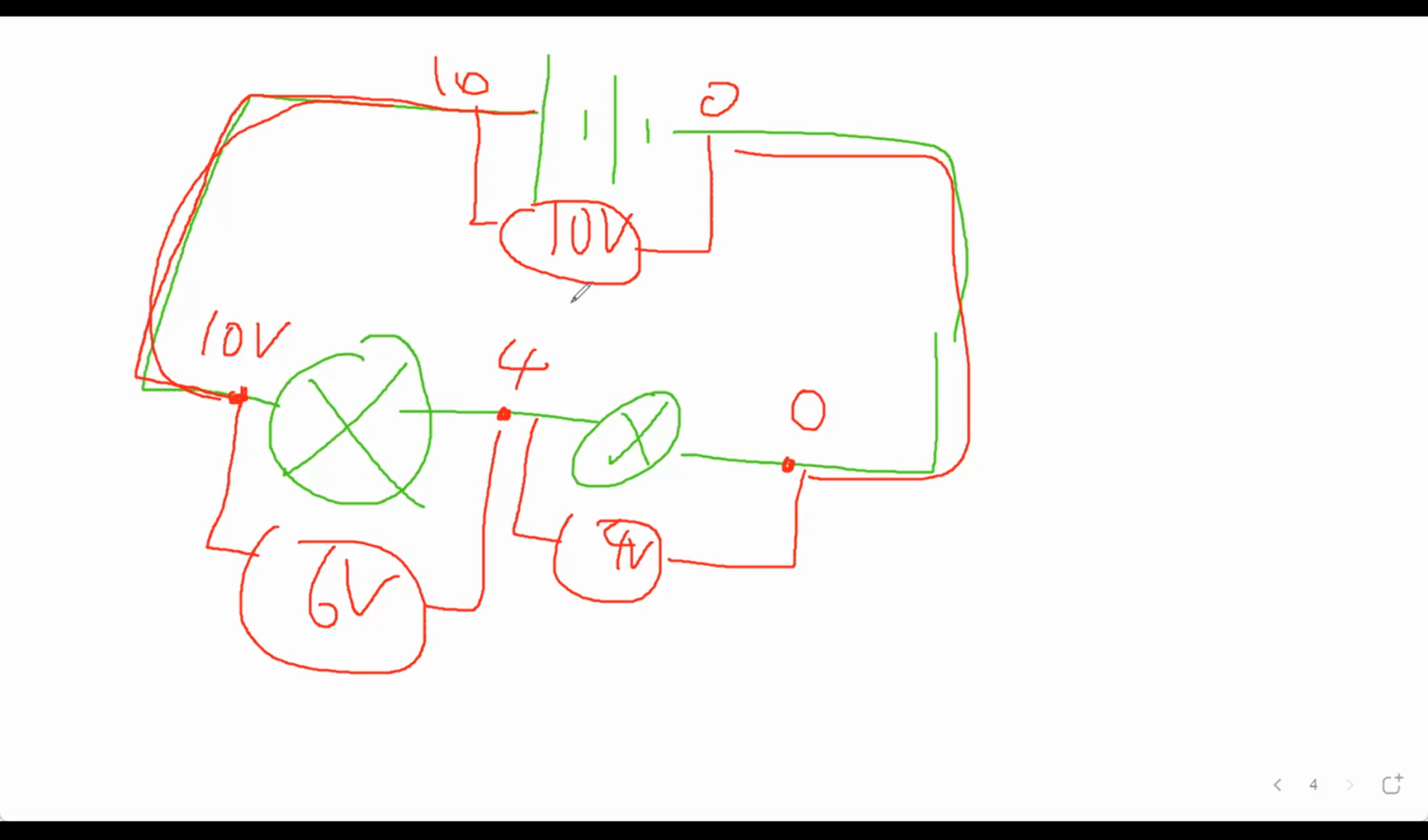Okay, anyone don't understand this part or not? Everett, does this clarify the potential difference for you just now? Okay.